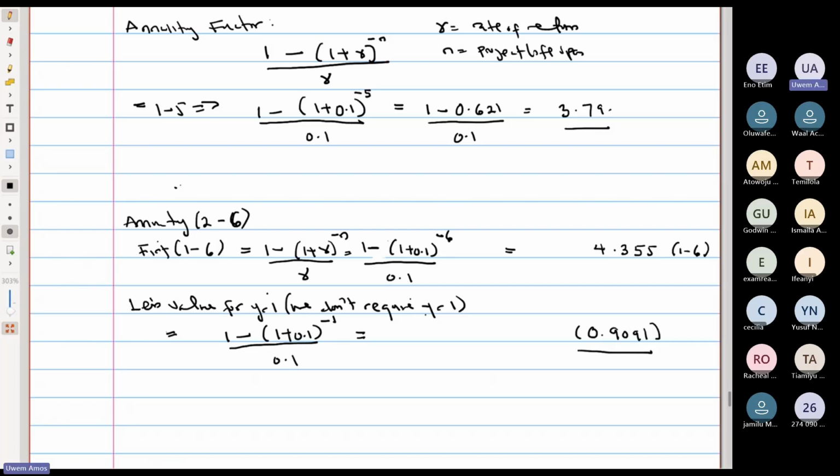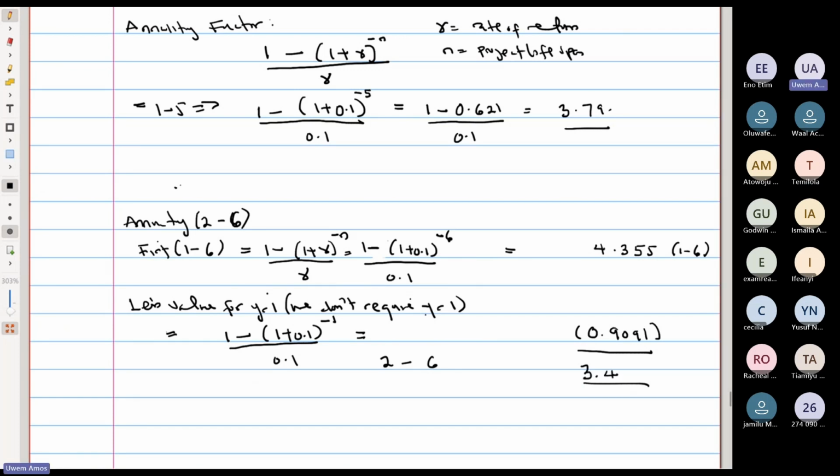Okay, so what is now our value for year 2 to 6? Sorry, sir, are we supposed to use the annuity formula again for year 1 alone? We are only doing 1 year.